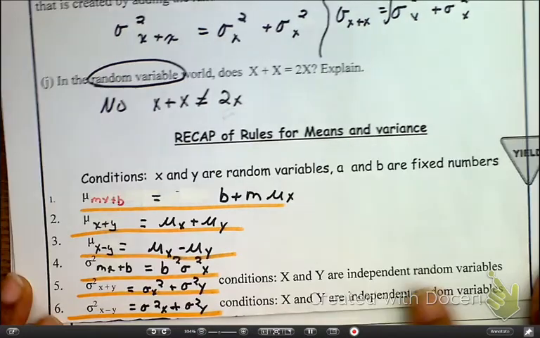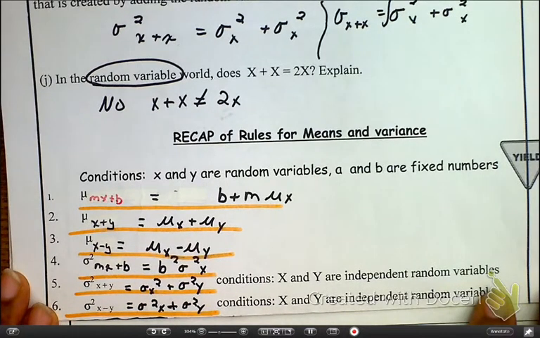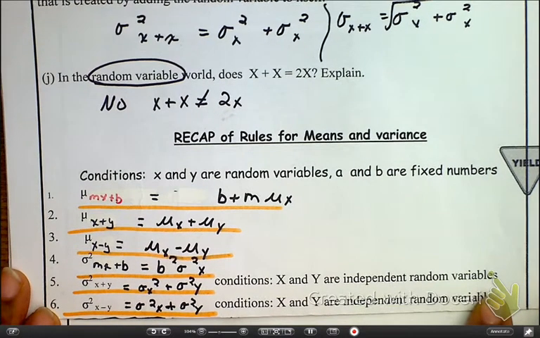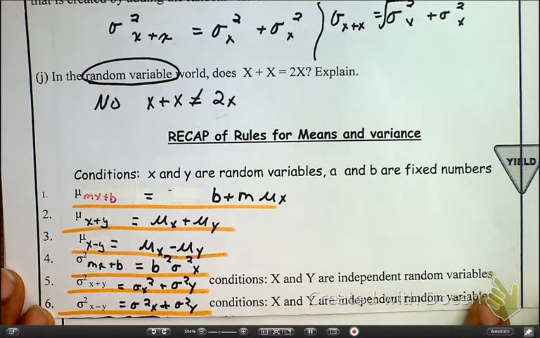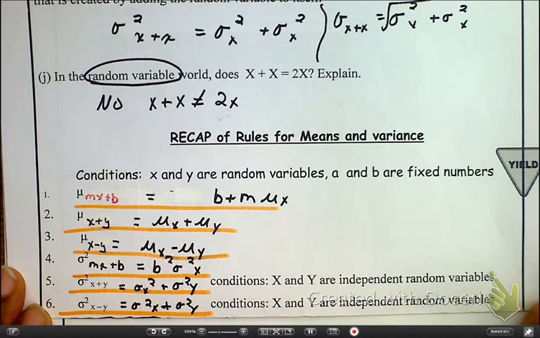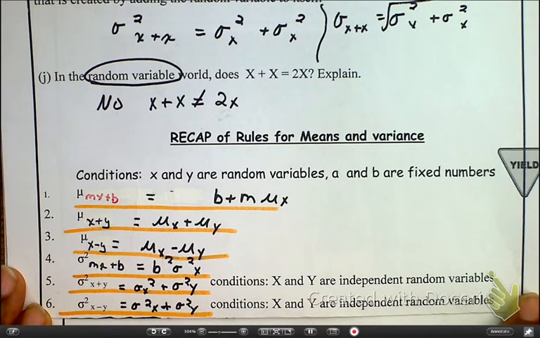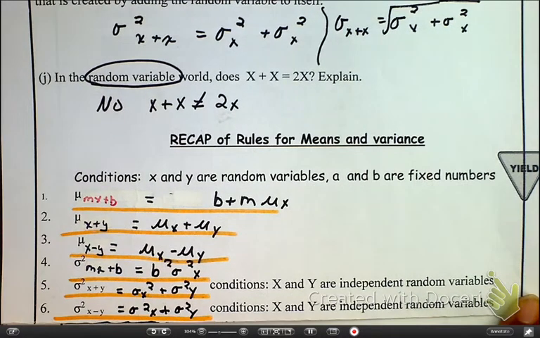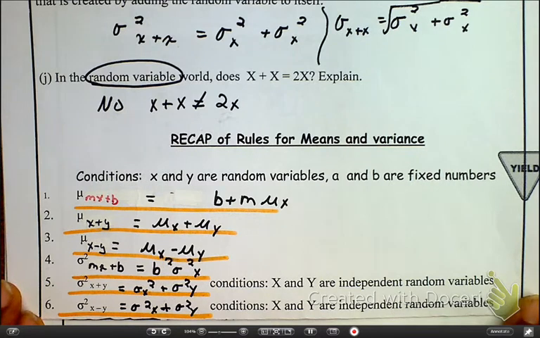Hey guys, let's recap the rules of variance that we've been talking about over the last couple of days. Now go ahead and write these down, pause, and then we're going to start doing some of the word problems. And let's see if we even need these formulas.